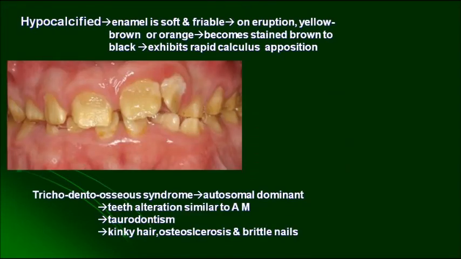When you move on to the hypocalcified type of amelogenesis imperfecta, the enamel which is formed doesn't undergo calcification. So the enamel will be very soft and friable. On eruption, you can see a yellow, brown or orange color appearance. See the clinical picture, it is yellowish brown coloration. Actually the tooth has been formed, but the calcification has not happened.